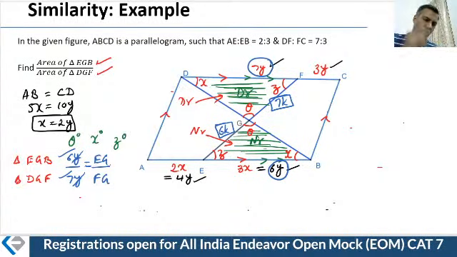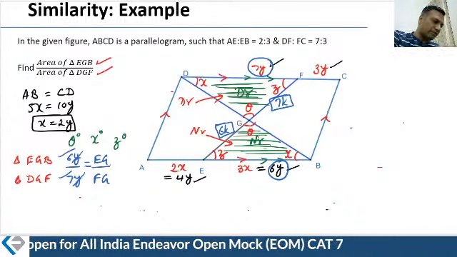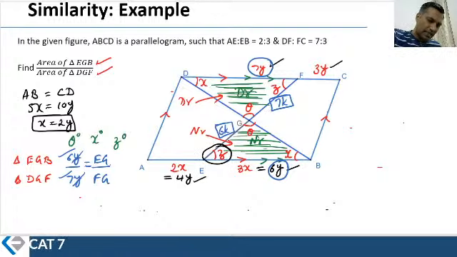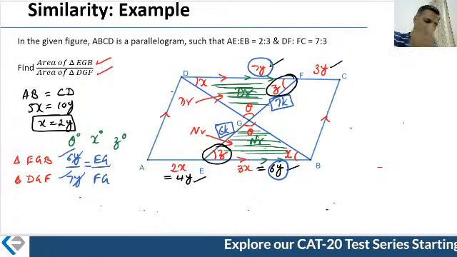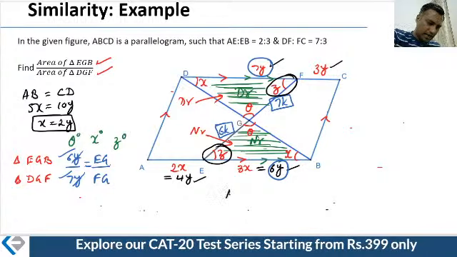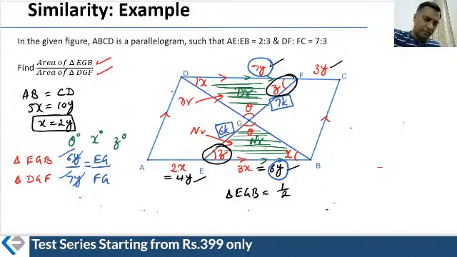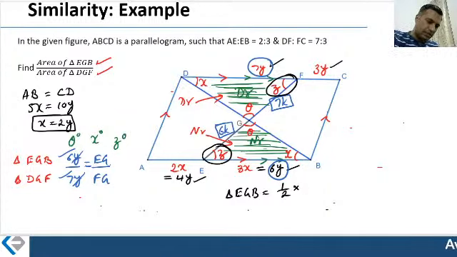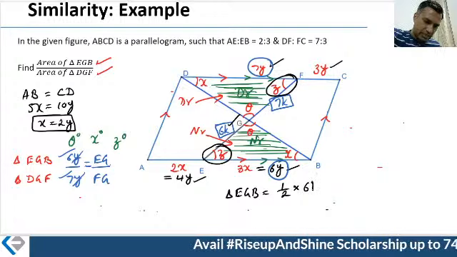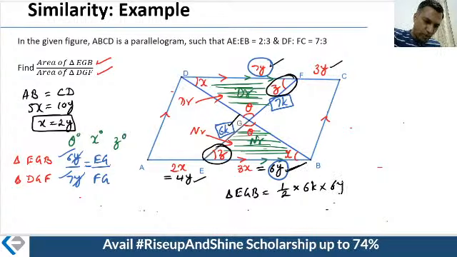Now look at this, guys. How do I find the area of the triangle if I know two sides and an included angle? Which is the included angle you're talking about? This Z is the included angle. Area of the triangle EGB can be written as half AB sine theta: half, one of the sides 6K, another side 6Y, into the sine of the angle between them, sine Z.